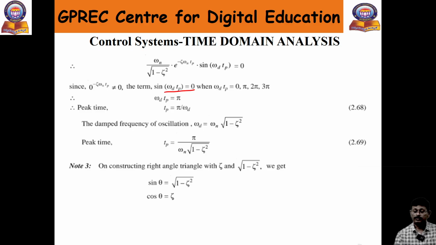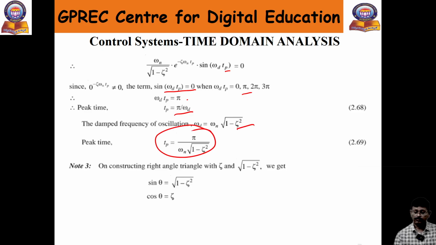Only sin omega d t equals 0. I'm substituting t equal to tp, in place of t I'm putting tp. So sin omega d tp equals 0. It is 0 at 0, pi, 2 pi, 3 pi; I'm taking only pi. So omega d tp equals pi, so tp equals pi by omega d. Previously, in rise time, I did the same simplification, where you get pi minus theta by omega d. Here it is pi by omega d. What is omega d? Omega n into root of 1 minus zeta square. So tp equals pi by omega d, this is the equation.